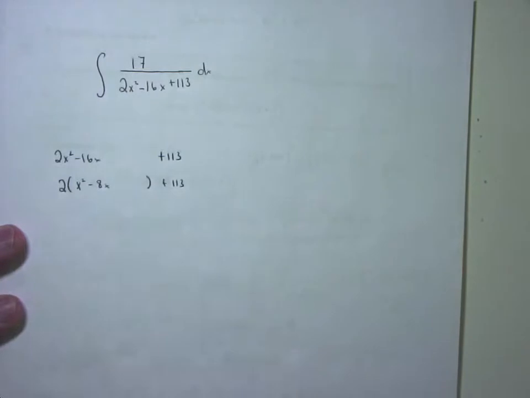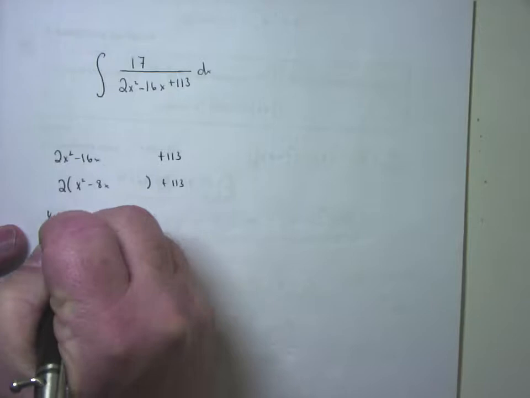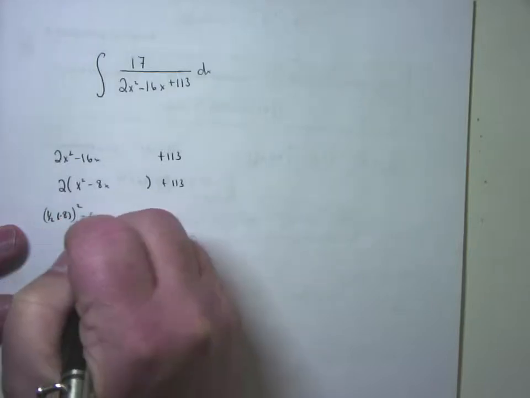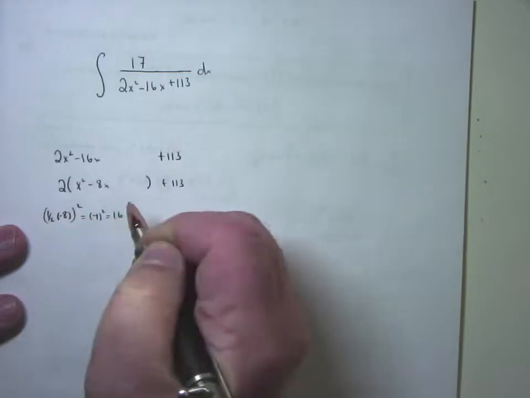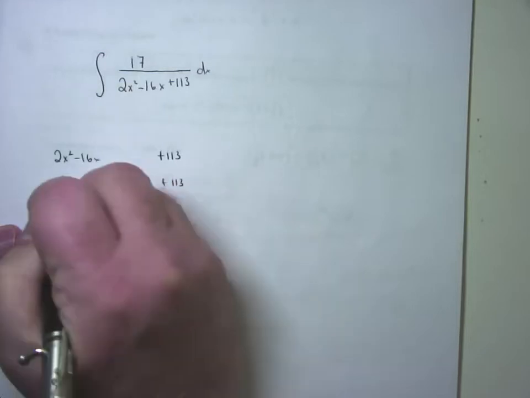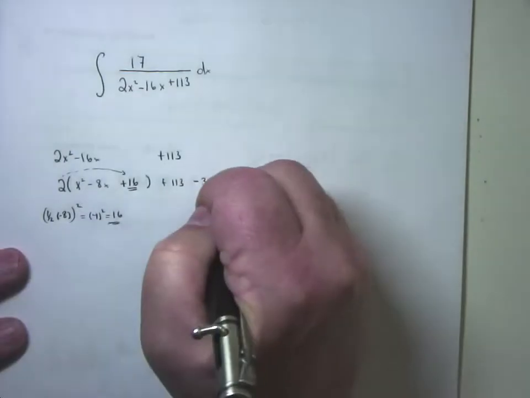Now I'm going to complete the square by taking 1 half the b term, which is negative 8, and squaring it. Half of negative 8 is negative 4. And negative 4 quantity squared is positive 16. So there's my magic number. I'm going to add 16 into this thing, but because of that 2, by putting a 16 inside the parentheses, I've actually added 32. So I've got to take away 32.